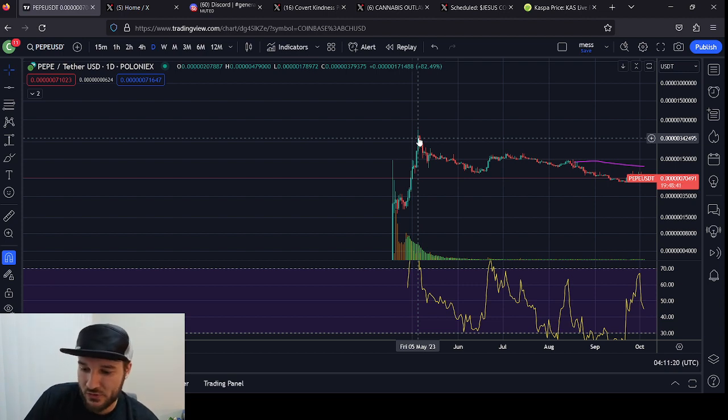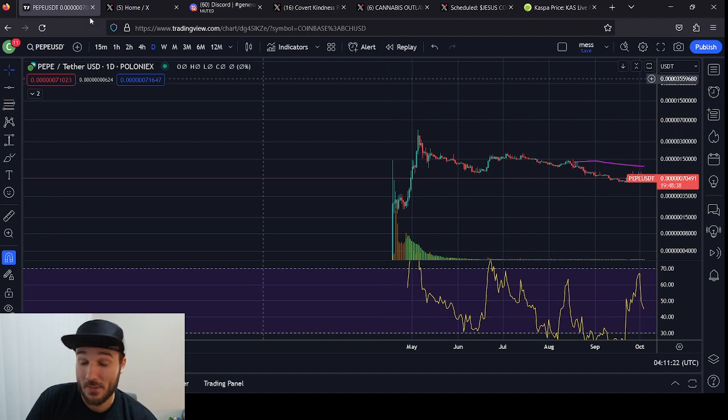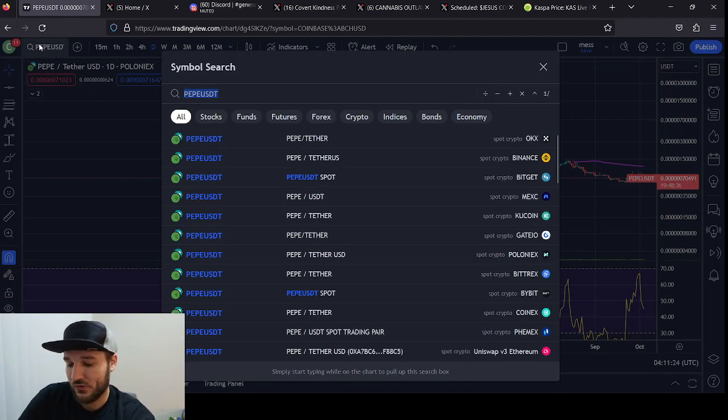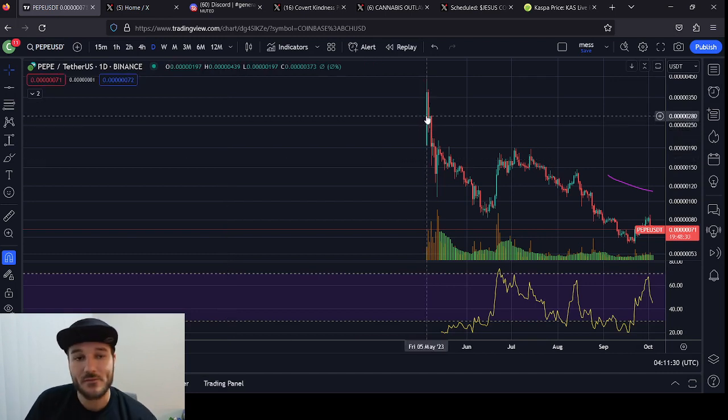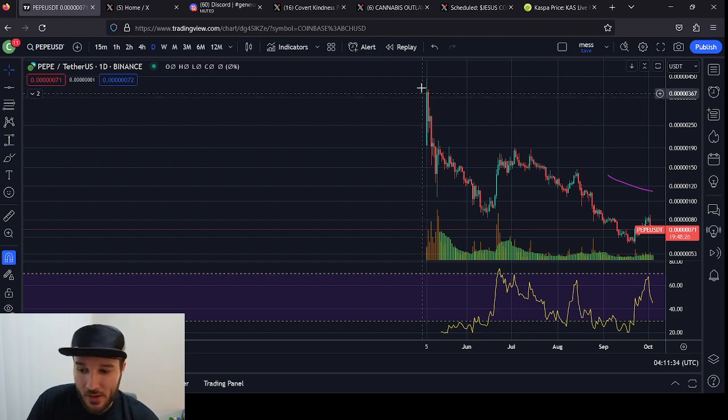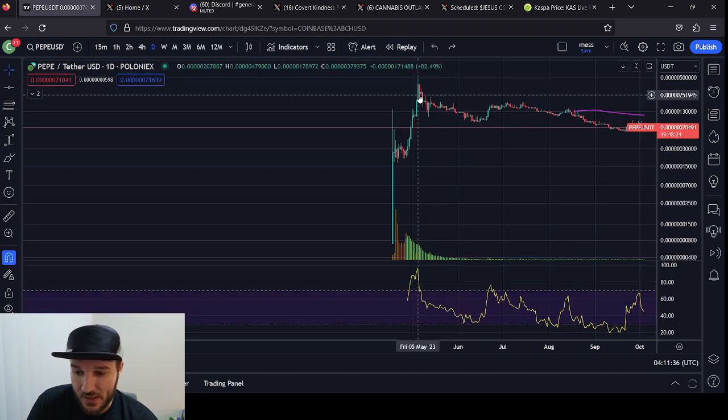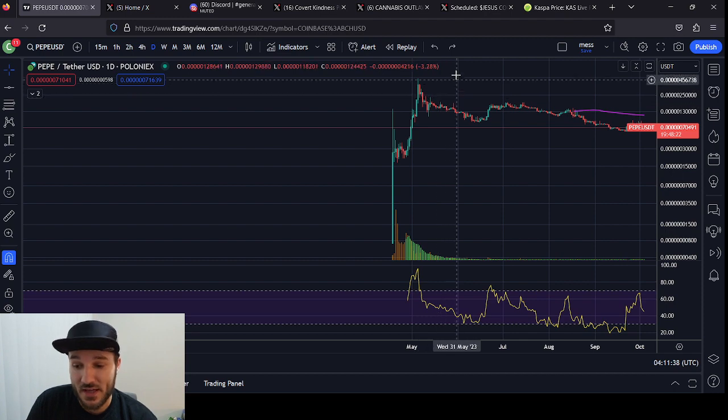So May 5th, 2023, that was the top, the all-time high for Pepe. What else was that day? If we go to Pepe USDT on Binance, you can see that May 5th was the first day that it was listed. First day. And it was the all-time high. So it did have a pump that day. It did move up 82% that day.